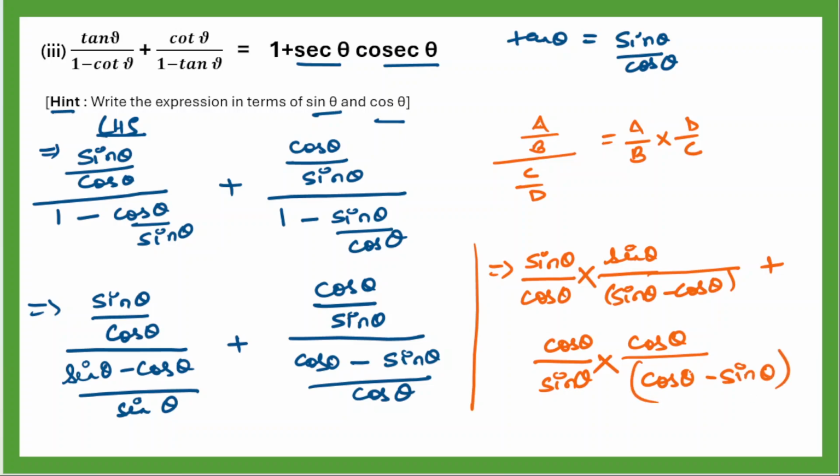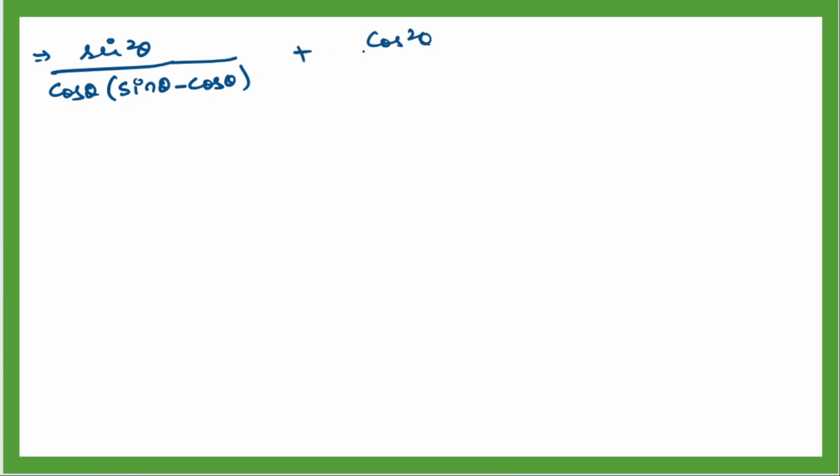Okay. Now sin theta into sin theta will become sin square theta. Similarly, cos theta into cos theta will become cos square theta. So we can write it as sin square theta divided by cos theta into sin theta minus cos theta, plus cos square theta divided by sin theta into cos theta minus sin theta. Okay. Now what we have to do?